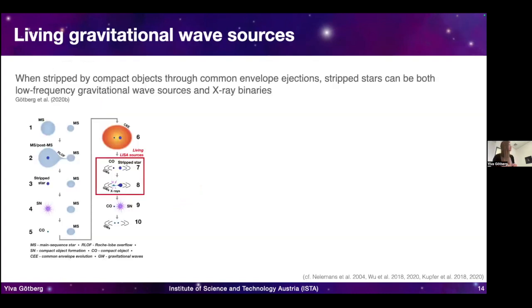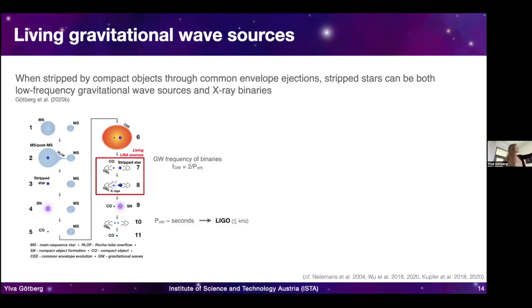I have another part. We talked about progenitors to gravitational waves, but actually these little stripped stars can also be gravitational wave sources themselves because they are so small that they actually fit in such a tight orbit that they can radiate gravitational waves. If we look at the gravitational wave frequency calculations, it's really rather simple. It's just 2 over the orbital period.